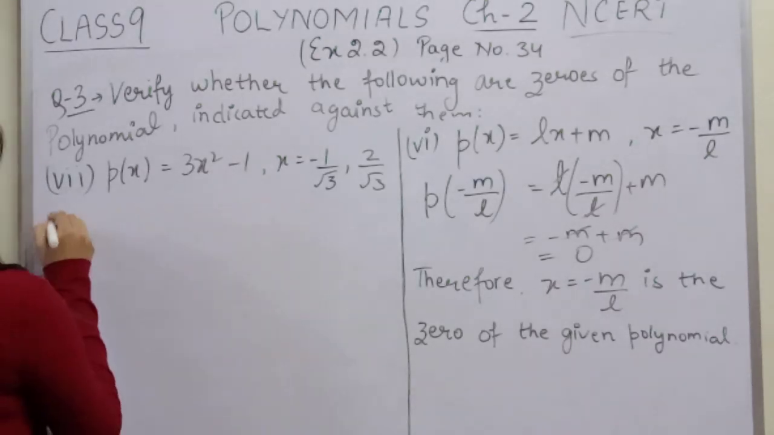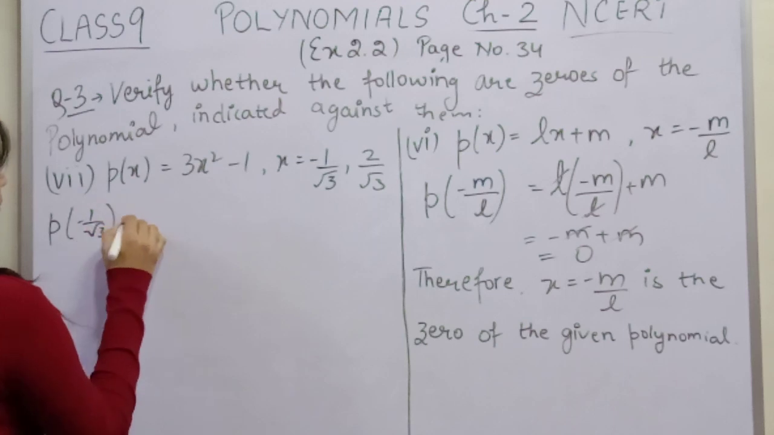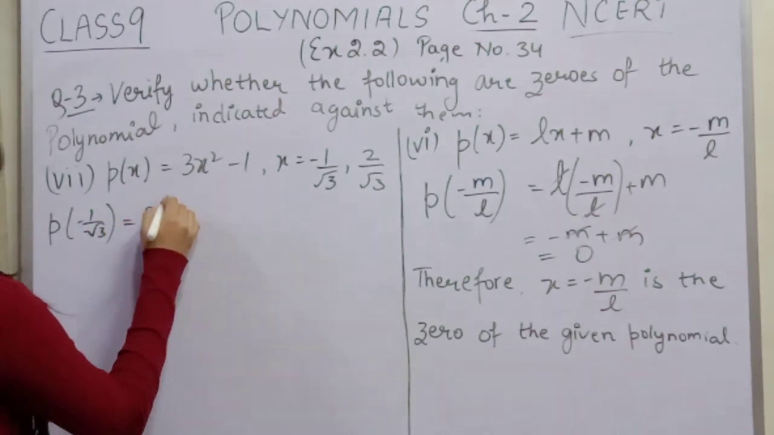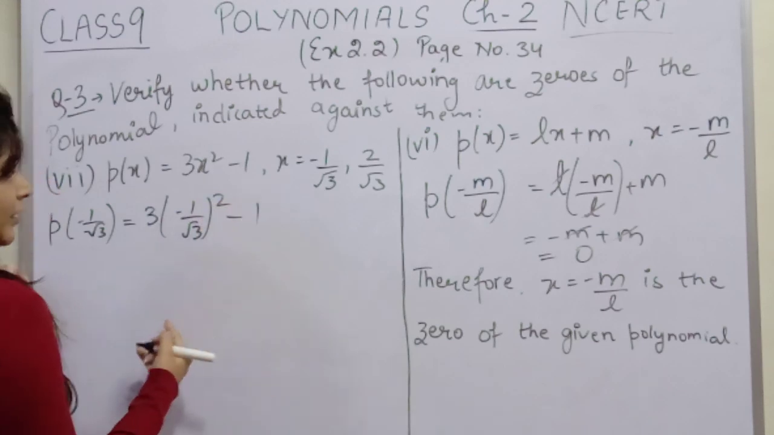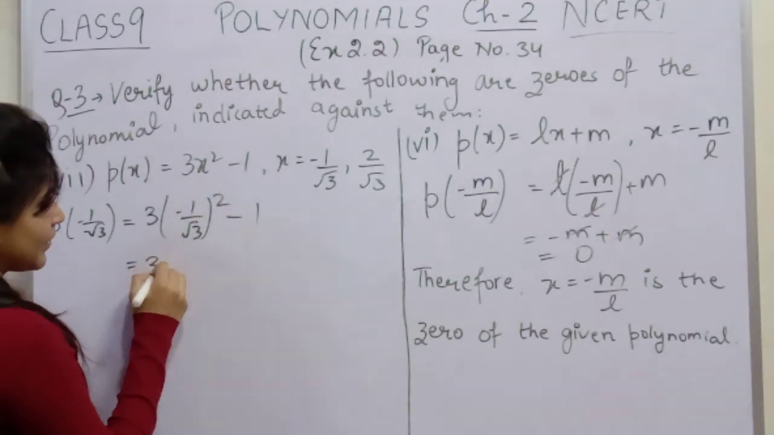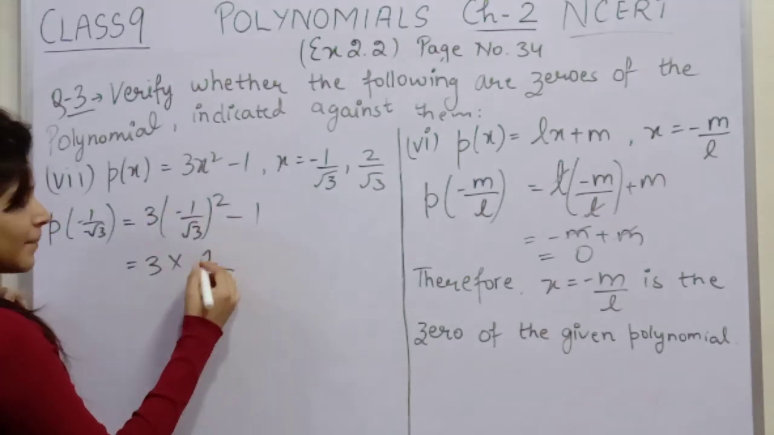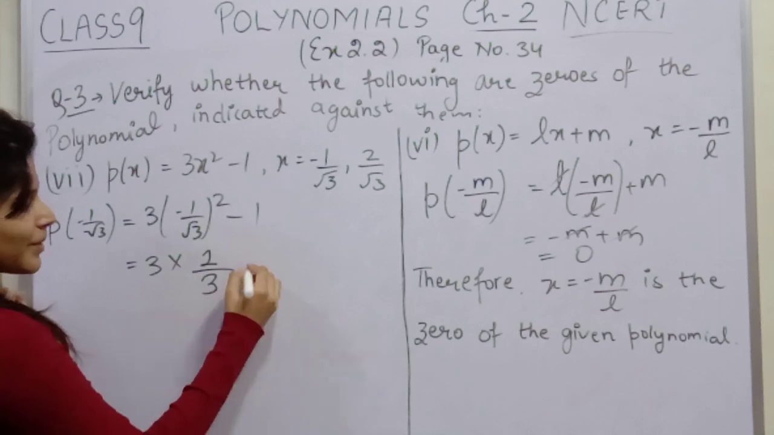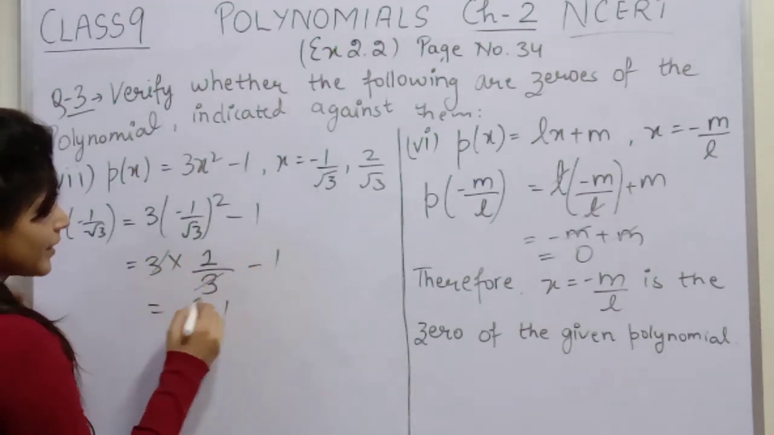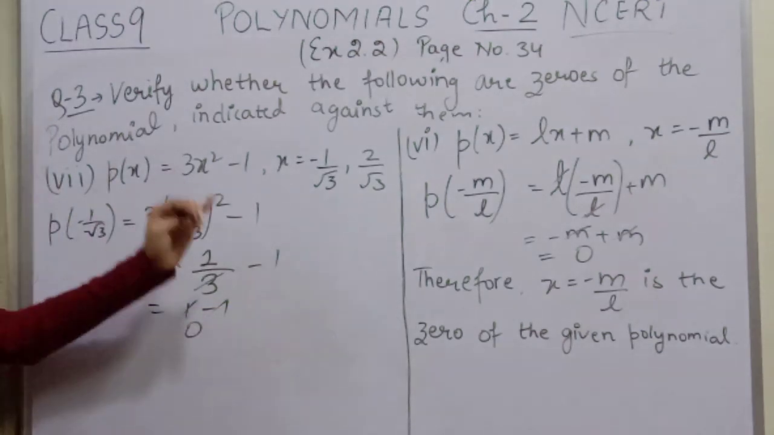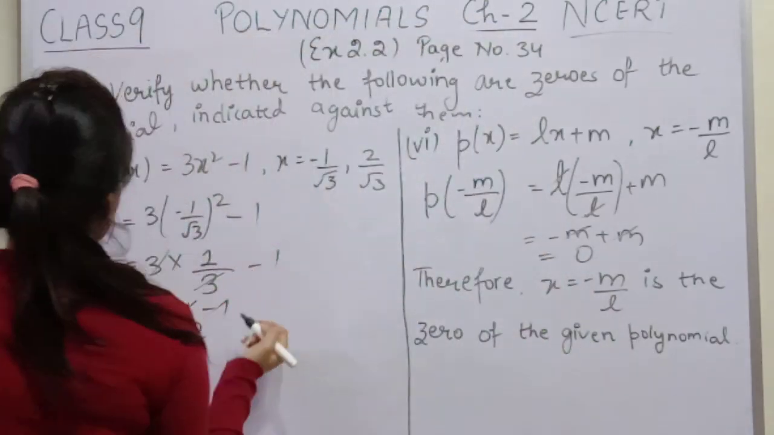So for that, first we will put the value of x minus 1 upon root 3. So this will give us 3 as it is, minus 1 upon root 3 whole square, minus 1. ठीक है, so पहले हम इसका square कर लेते हैं. 3 as it is, minus 1 into minus 1 will give us 1 and root 3 into root 3 will give us 3. ठीक है, so 3 से 3 cut, 1 minus 1 is 0. So this is the zero of the polynomial, right?